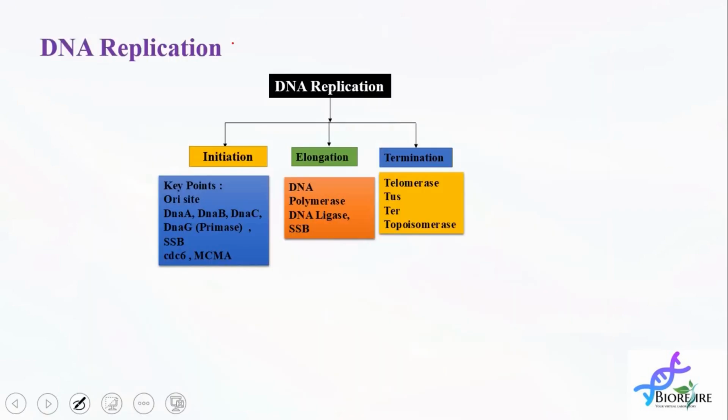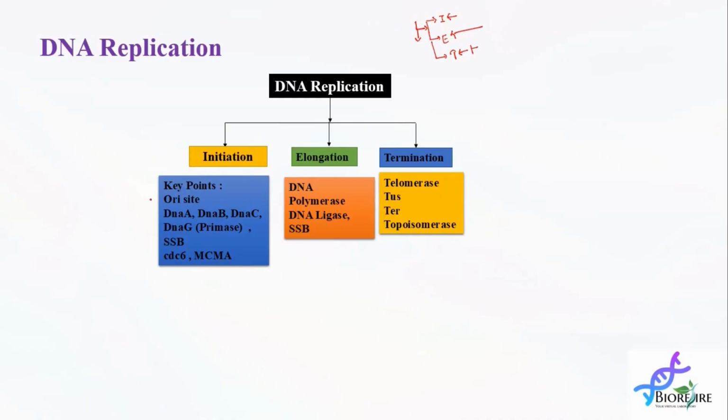Now we understand the main modes of replication, both in eukaryotes as well as prokaryotes. This replication process is divided into three parts: first initiation, second elongation, and third termination. At initiation, the replication process will start. At elongation, DNA will elongate, and at termination, the process will stop. These are the main three steps of DNA replication.